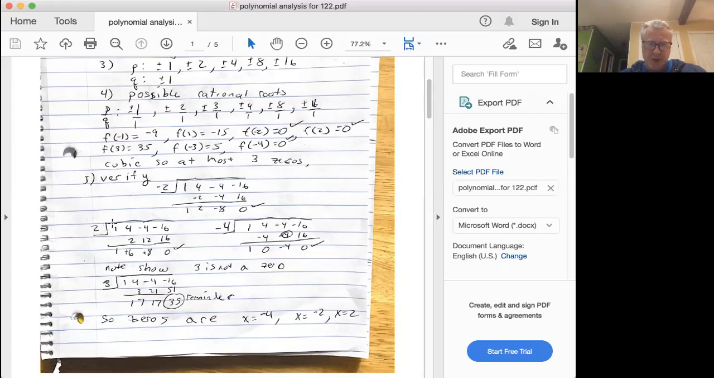Okay, and the same thing is true for 2. Drop the 1. 2 times 1 is 2. 4 plus 2 is 6. 2 times 6 is 12. Minus 4 plus 12 is 8. 2 times 8 is 16.